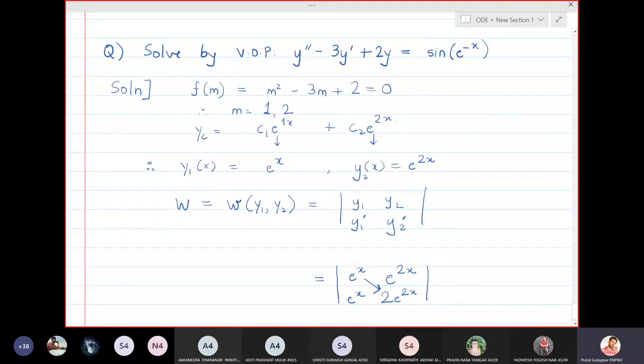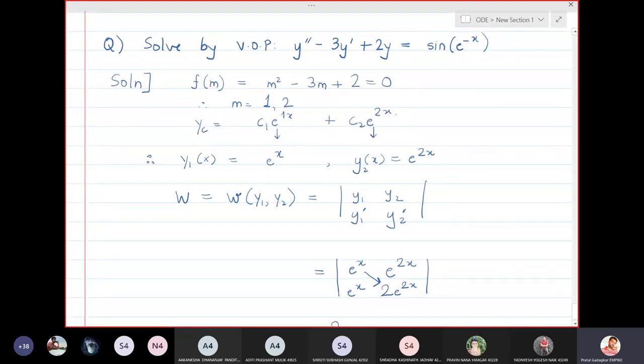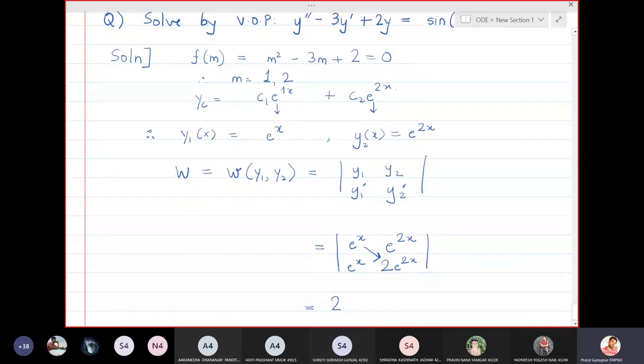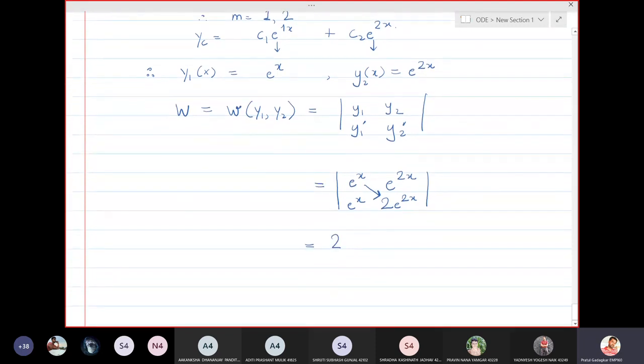Which is m squared minus 3m plus 2 equal to 0. So m is 1 and 2. And therefore you get the complementary function c1 e raised to x plus c2 e raised to 2x. Now the Wronskian is the determinant of y1, y2, y1 dash, y2 dash, which is e raised to x, e raised to 2x, and the derivatives e raised to x and 2 e raised to 2x. Now we find the determinant.